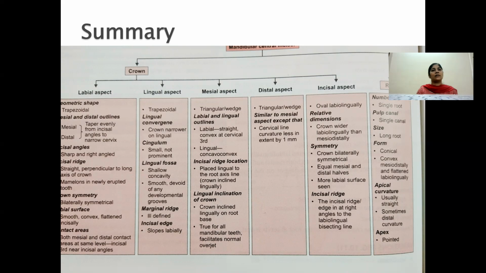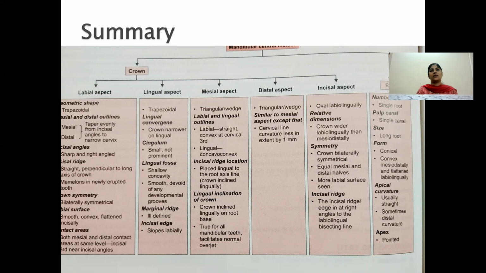Lingual aspect: it is trapezoidal in shape. You can see a lingual convergence, so the crown is narrower towards the lingual aspect, and a broader labial aspect is seen. The cingulum is small and not that prominent. The lingual fossa is a shallow concave area, smooth and devoid of any pits or grooves. The marginal ridge is present, but it is not as pronounced as that of the maxillary incisor. The incisal edge slopes labially.